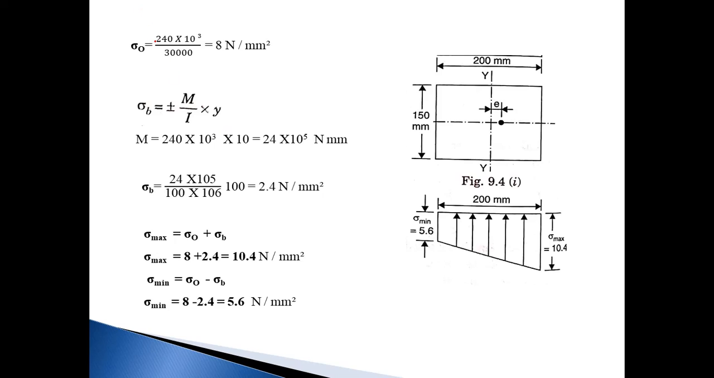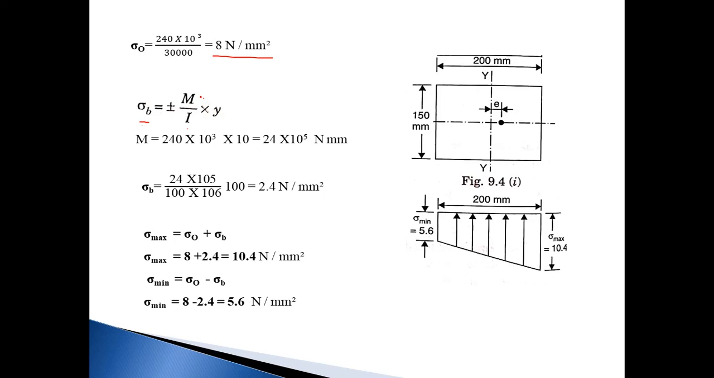So sigma 0, that is direct stress, is equal to P by A. P is equal to 240 into 10 raised to 3 Newton divided by area 30,000. So sigma 0 is equal to 8 Newton per mm square. So this is the direct stress. Then we need to calculate bending stress. For bending stress we know the equation sigma B is equal to plus or minus M upon I into y. Already we calculated the I value and y value.